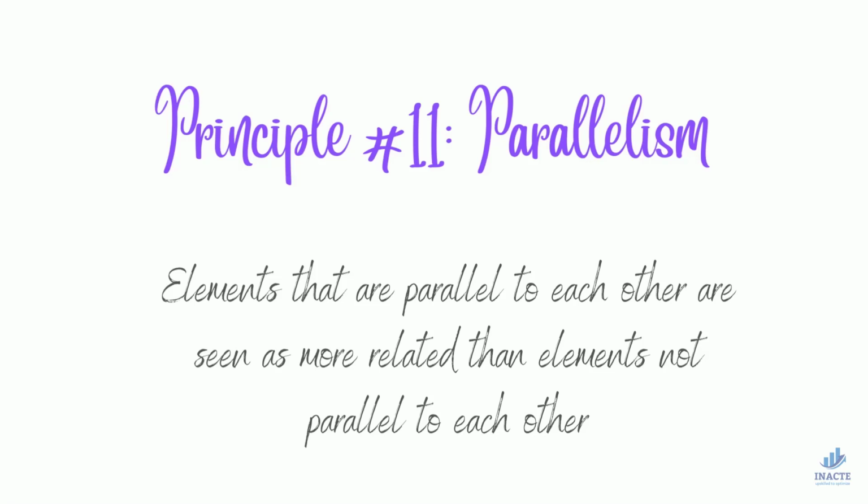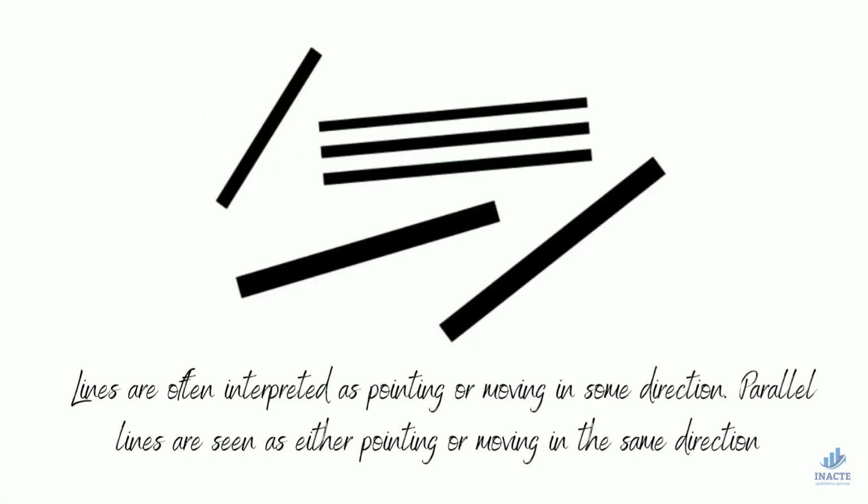This principle states that elements that are parallel to each other are seen as more related than elements not parallel to each other. This principle is like the common fate principle. Lines are often interpreted as pointing or moving in some direction. Parallel lines are seen as either pointing or moving in the same direction and are thus related.